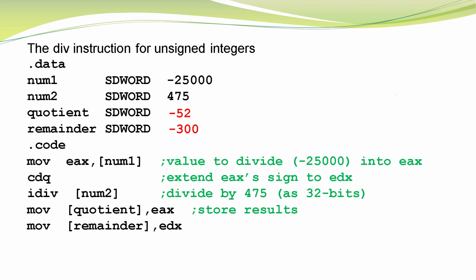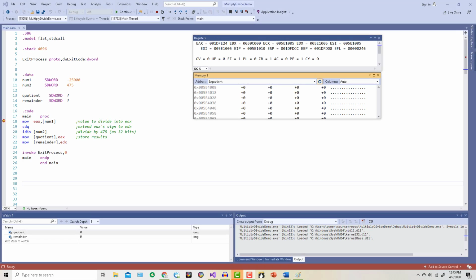It wouldn't hurt to take a look at this in Visual Studio. Here's the same program in Visual Studio. We're all set to store the negative 25,000 dividend into EAX. Let's start stepping through the code. First, the negative 25,000 goes into the EAX register because that's what we really want to divide. Now look at the high order bits in the EAX register. They're all Fs, which indicate that this value is negative.